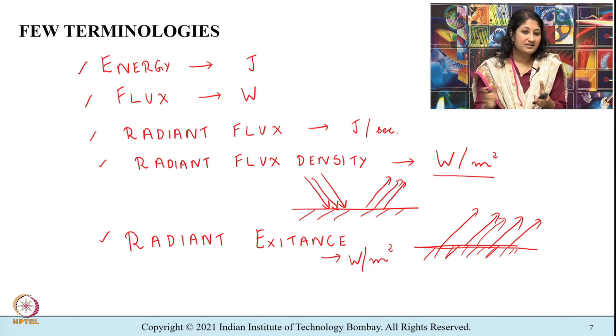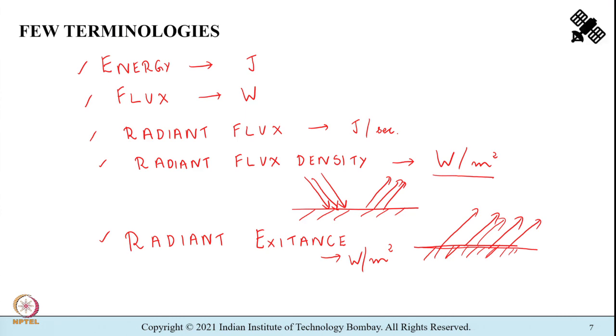Now radiance is sometimes used to mean the radiant flux density transmitted from unit area of earth's surface as viewed through a unit solid angle. Let me repeat, radiance is sometimes used to mean the radiant flux density transmitted from unit area of earth's surface as viewed through a unit solid angle, and we know that solid angle is measured in steradian.